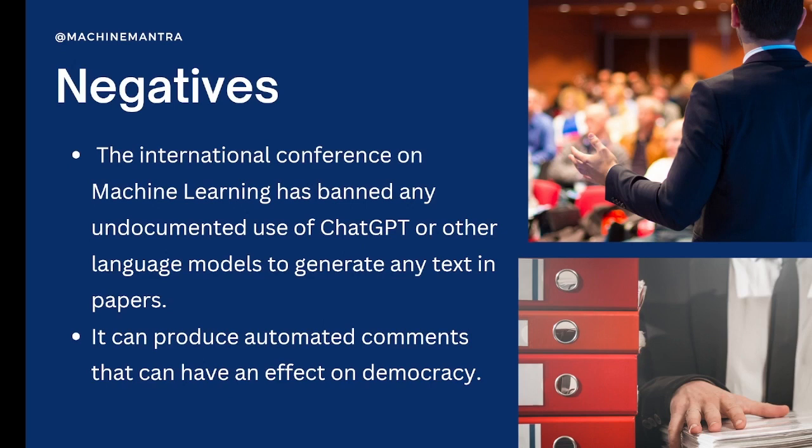Okay, so now further negatives: the International Conference on Machine Learning has banned any undocumented use of ChatGPT or other language models to generate any text in papers. So it has banned all the publications or the people who have submitted papers using ChatGPT. It is banned in academics if you are publishing in this international conference. And it can produce automated comments, and this can have an effect on democracy. It can lead to fake news, it can lead to threats, and it can go viral. And this has really severe implications also.